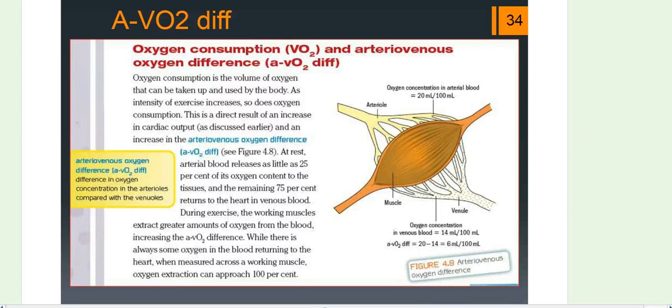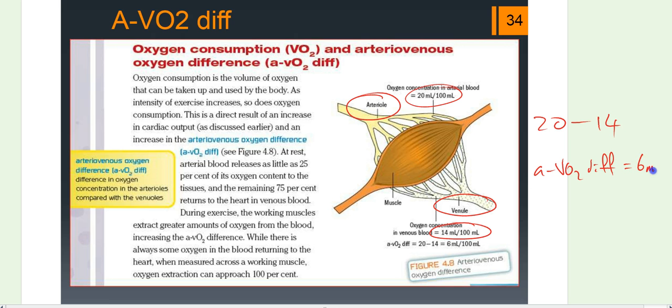AVO2 difference is looking at the difference in oxygen concentration between the arterioles and the venules. So here in this example we have 20 ml per 100 ml of blood, so 20 ml of oxygen per 100 ml of blood in the arteriole. In the venule we have 14 ml of oxygen per 100 ml of blood, so the difference is 20 minus 14, or an AVO2 diff of 6 millilitres of oxygen per 100 ml of blood.